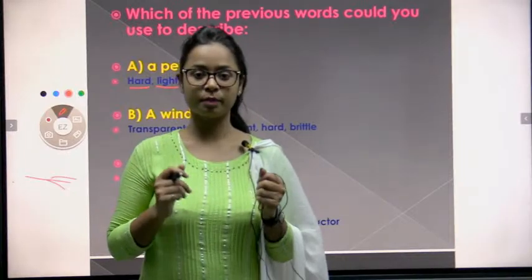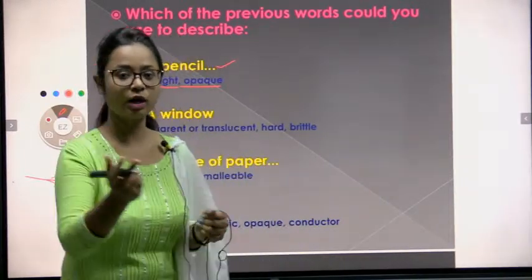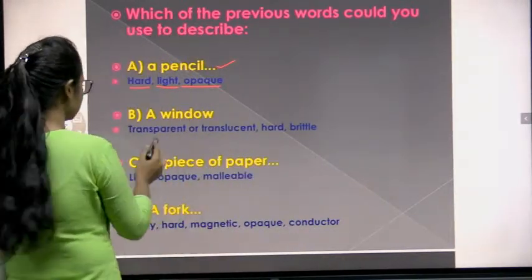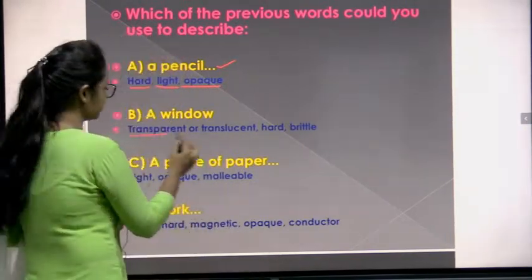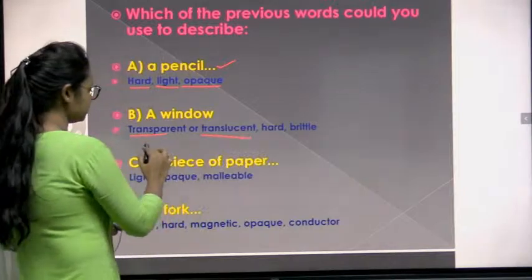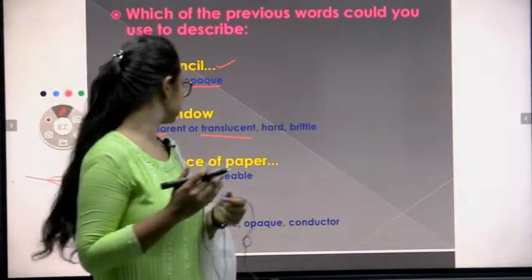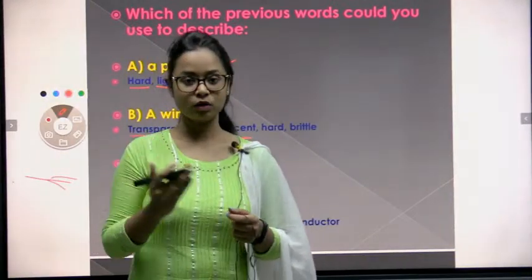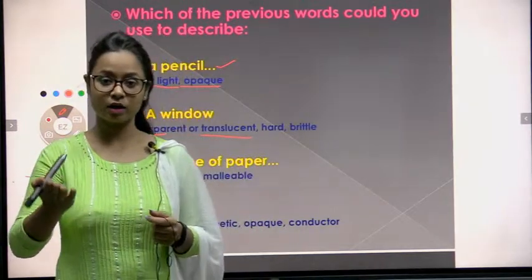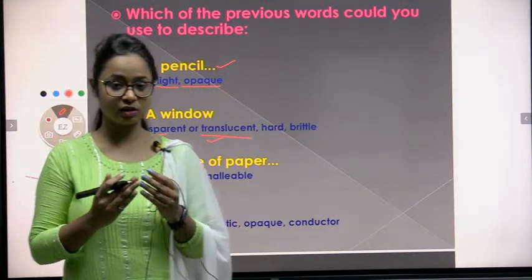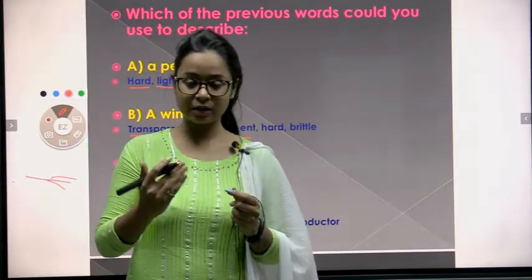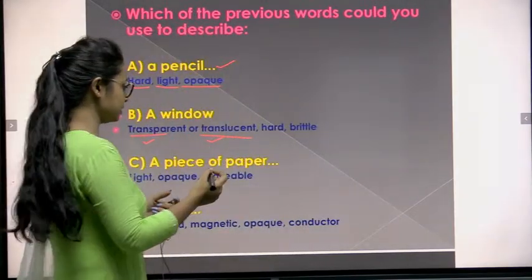If you put a pencil in front of you, you cannot see the other side, so that is an opaque thing. Next, a window. A window can be transparent as well as translucent. Transparent means you can see easily to the other side, but some windows let you see only partial things, a blurred image, right?